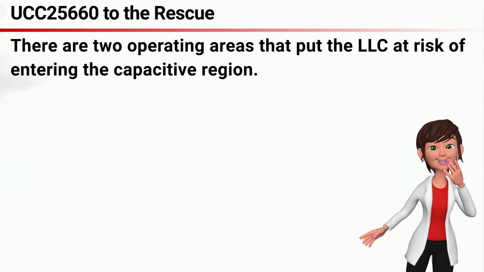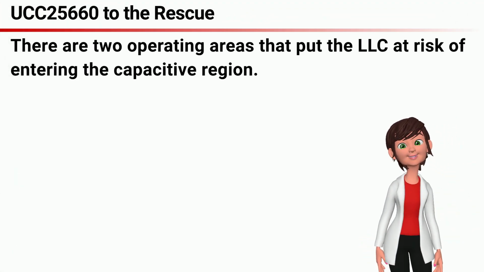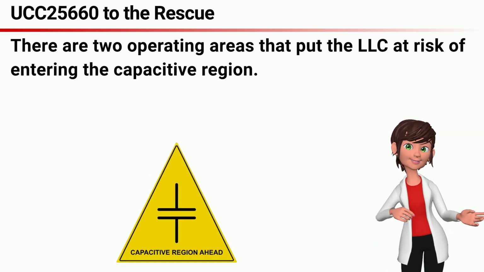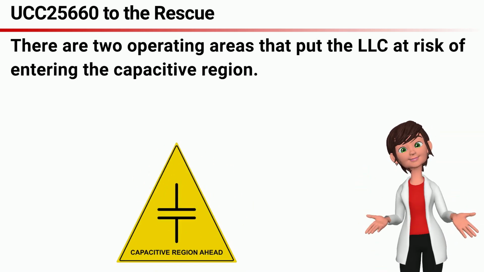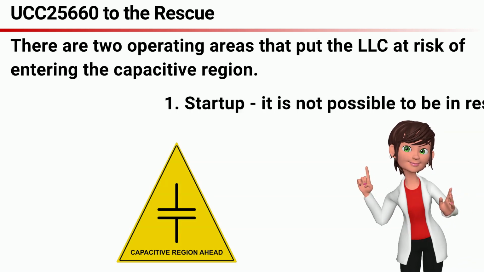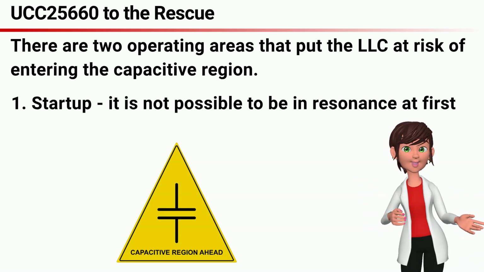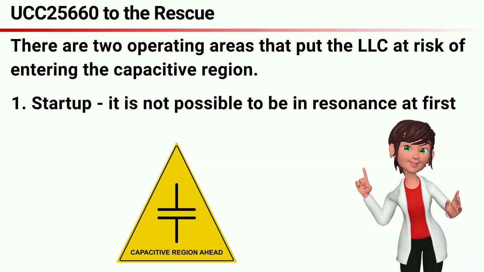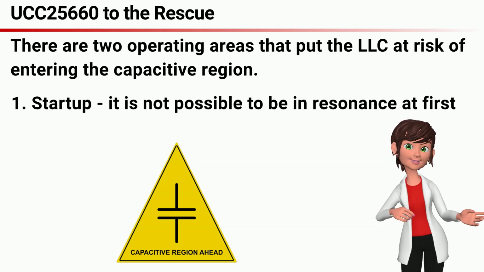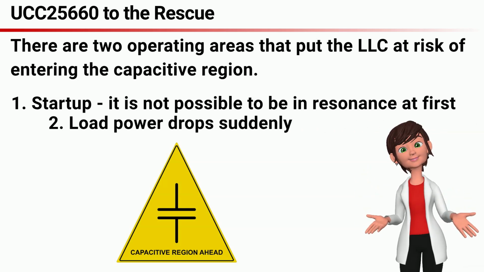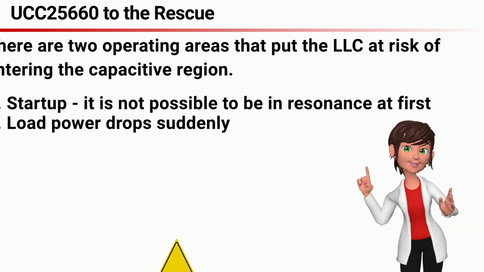So how does the UCC25660 avoid the capacitive region? There are two areas where the LLC can enter into the capacitive region. The first is at startup. When the controller first starts to switch, it is not in resonance and must try to get there quickly. The second is when the output power suddenly decreases.